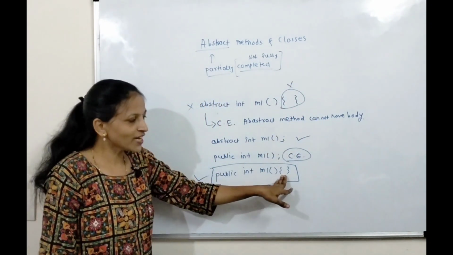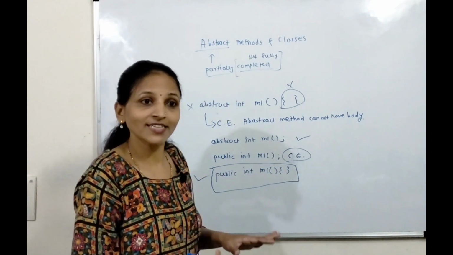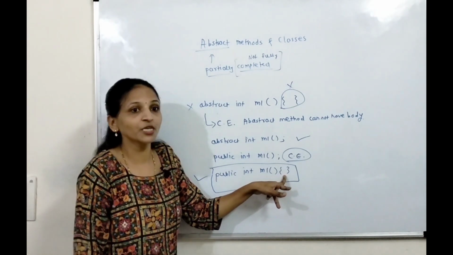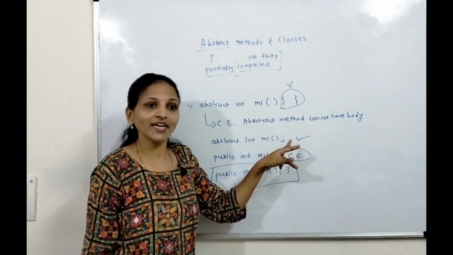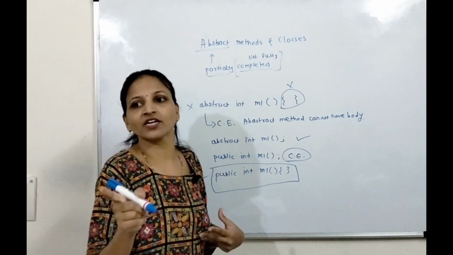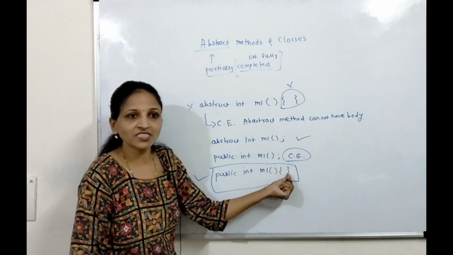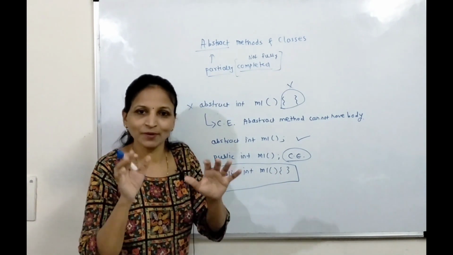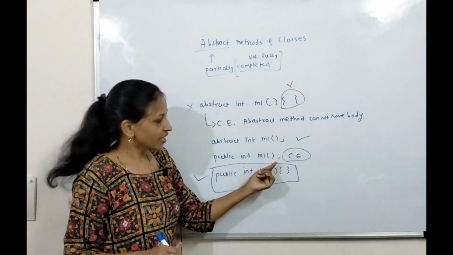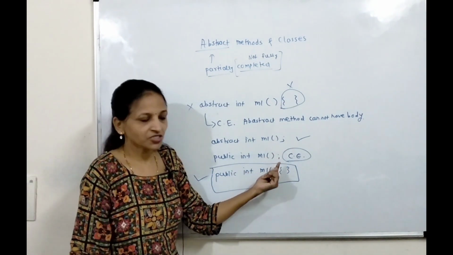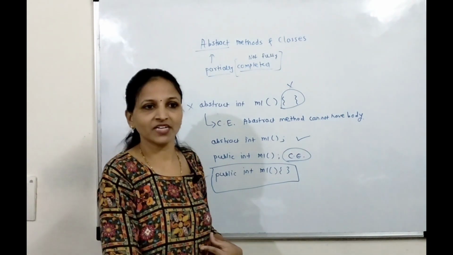Here you know that you have not written anything inside that block, but if you have not written anything inside that block, it doesn't mean that it is not having implementation. If you have written a semicolon, it means that this method is not having implementation. If you have written it like this, then it will be considered as having some implementation. Getting the difference between this one and this one?